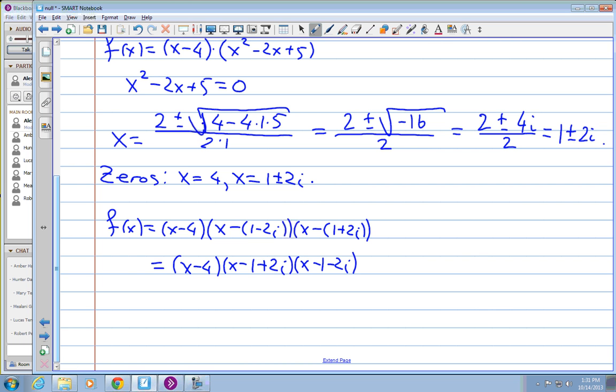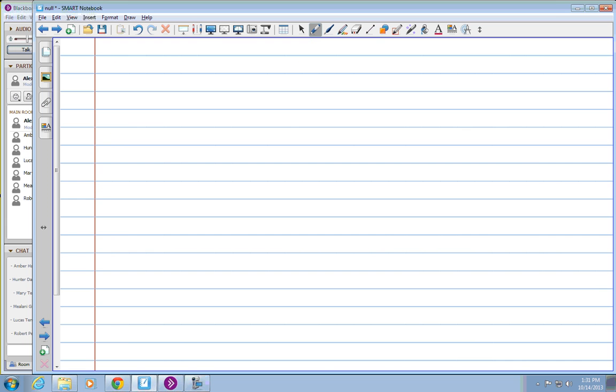No, we're done. The problem was to find the zeros, so we actually finished right here. That was the end of it. I was just showing you that this means that I can always go down to the linear factors. Now, here's another one.